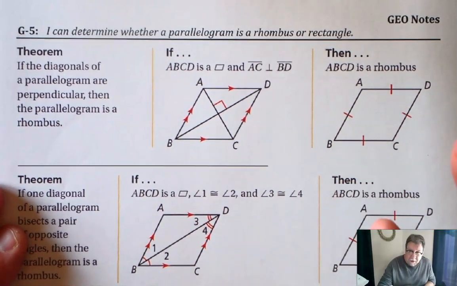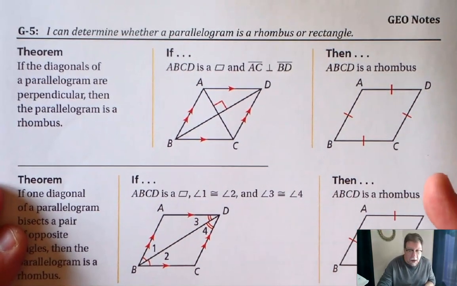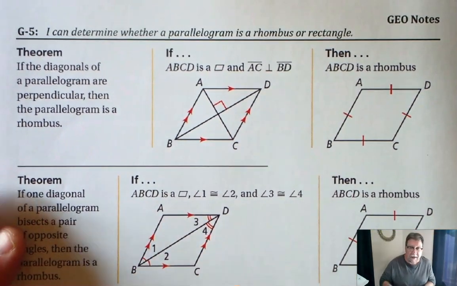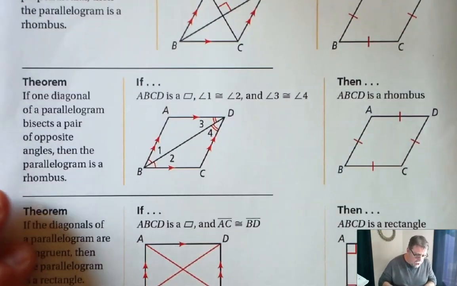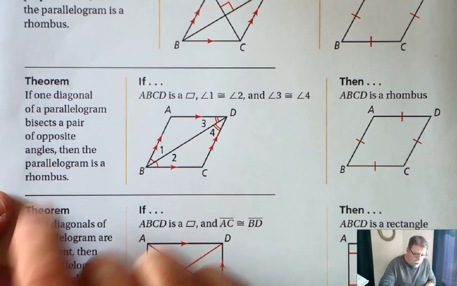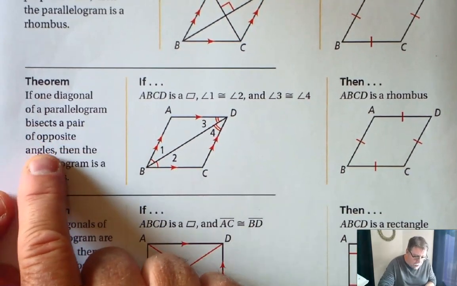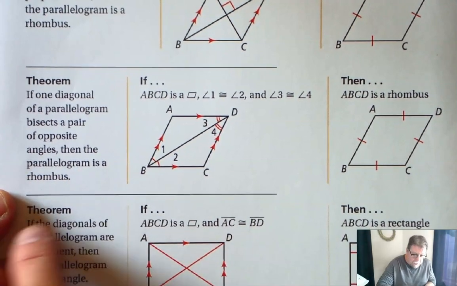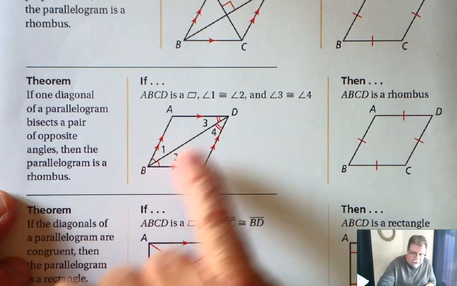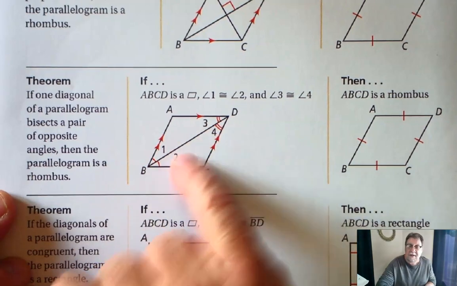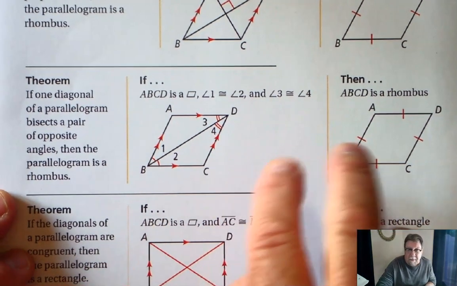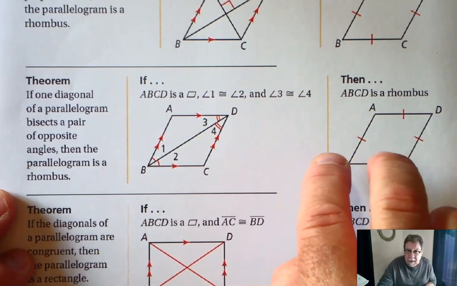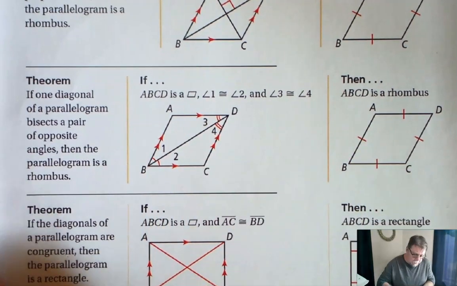Remember, a square is also a rhombus and a rectangle is also a rhombus. So this could also be part of a proof to show that we have a rectangle or a square. Another theorem: if one diagonal of a parallelogram bisects a pair of opposite angles, then the parallelogram is a rhombus. So this diagonal is bisecting the opposite angles, so we are definitely going to have a rhombus. And again, we might have a square out of this because of the rhombus.